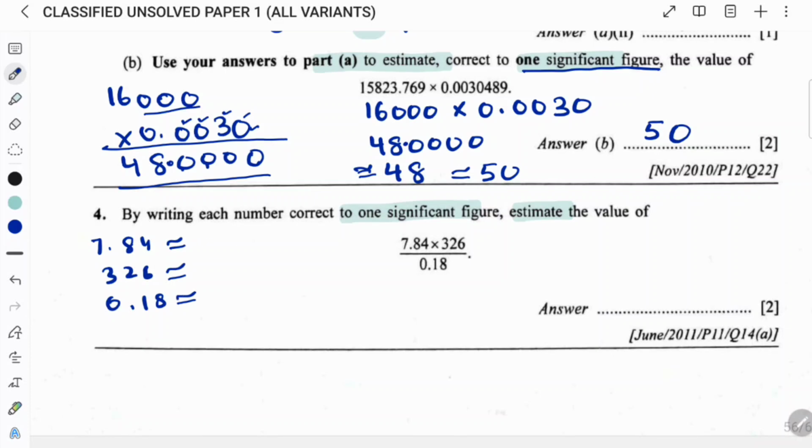7 is one significant figure, next number is 8. So you add 7 plus 1, which is 8 only. 326 can be written as 300, and 0.2 will be, because of 1 you add one number in 1 and then it will become 0.2. 3, it's just one significant figure. After 3 you have 2, we cannot write down anything, but you cannot leave it as 3, you have to put 300 for that.